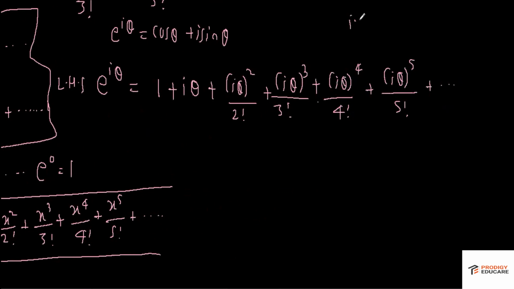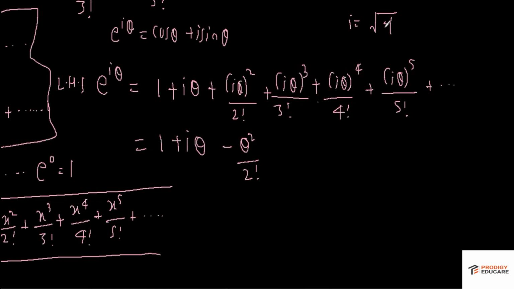Now i is nothing but root of minus 1, that you must know, which we learned in complex numbers. So 1 plus, I'll write i times theta, plus, now i squared, since i is root of minus 1, so i squared is minus 1. So this will become minus theta squared by 2 factorial.